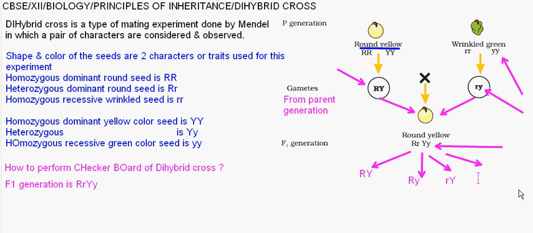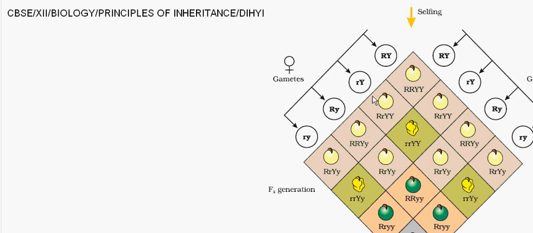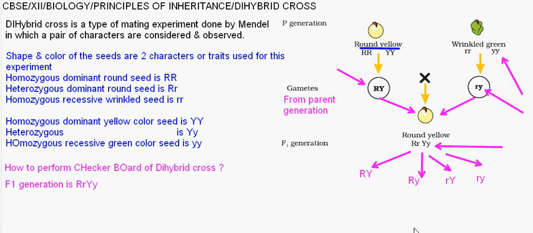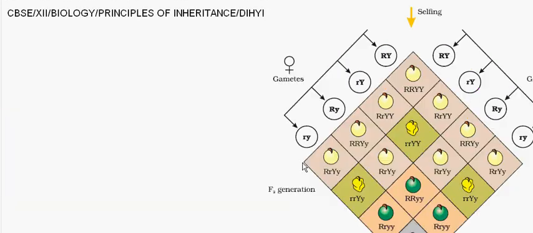Now it's written in the checkerboard format on the next page, as you can see here. These are the gametes as I have written on this page, and here it's the same thing, written two times: capital R, capital Y twice, because there is a female gamete and a male gamete. As you can see here, it's the female gamete, and here it's the male gamete.